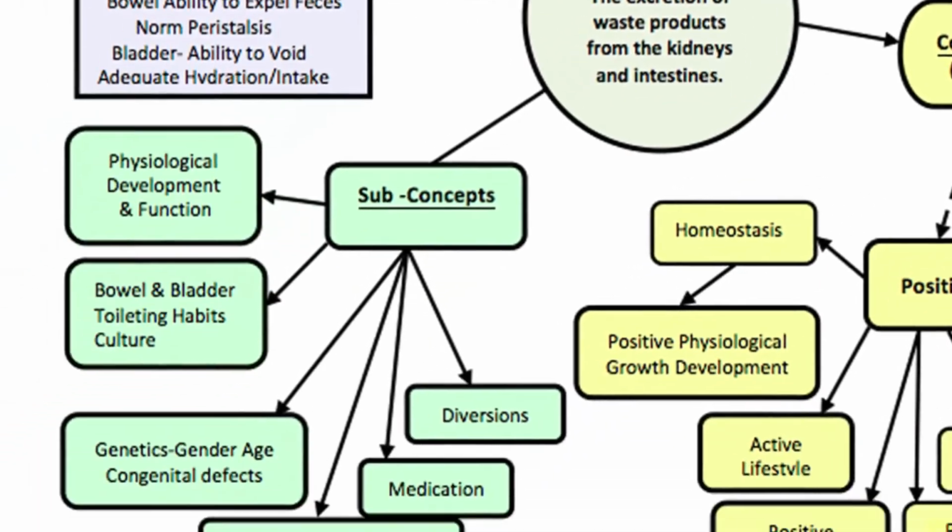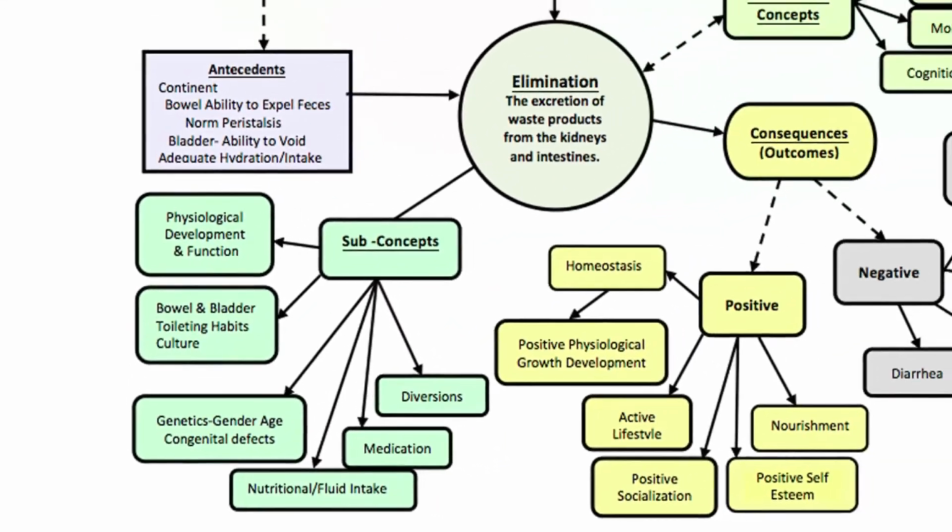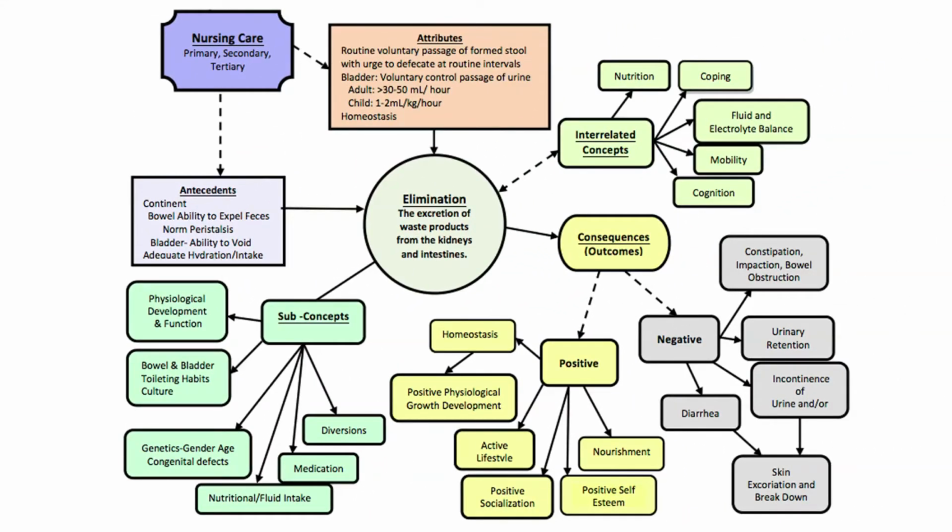The sub-concepts that are listed with the straight line, again, these are really the things that would be covered whenever a class is covered on elimination. Physiological development and function would need to be covered, bowel and bladder toileting habits, including culture issues, genetic, gender, age, congenital defects, nutritional and fluid and electrolytes. Those would need to be covered, as well as medication and diversions, meaning continent diversions. So this is a big picture of all that goes on with the concept of elimination.